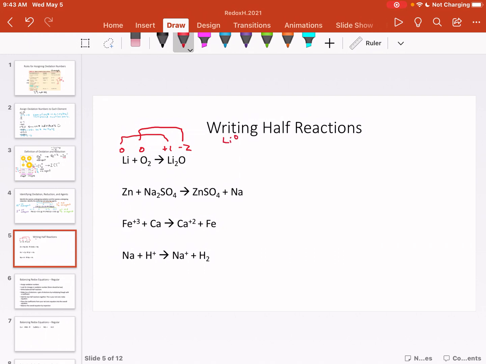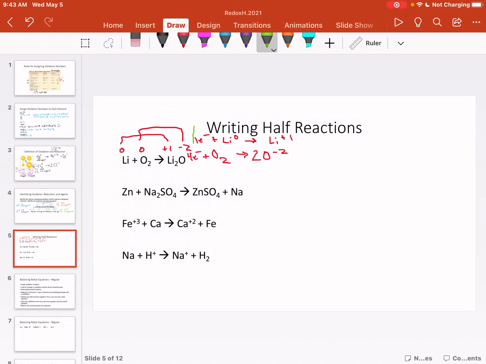I've got lithium 0 going to lithium +1. Notice I did not carry that subscripted 2 with me. I can balance this according to charge by putting 1 electron on the left-hand side. My oxygen, my O2, I do carry that subscript with me because it is a diatomic molecule. And it's going to oxygen -2. Balancing according to mass, I would put a 2 in front, and balancing according to charge would require a gain of 4 electrons.